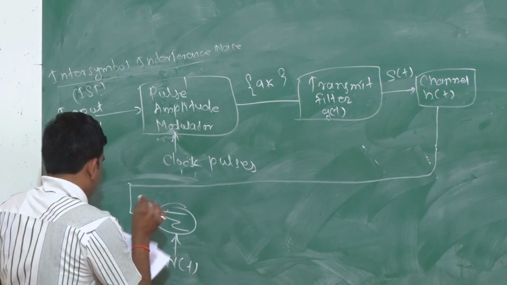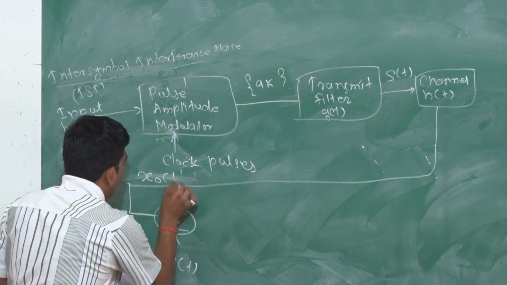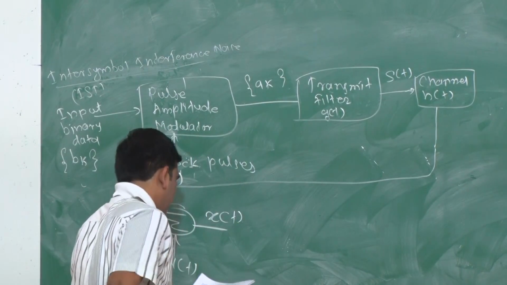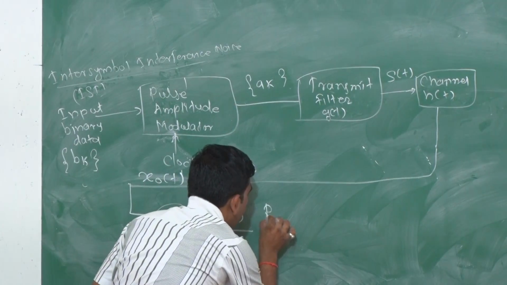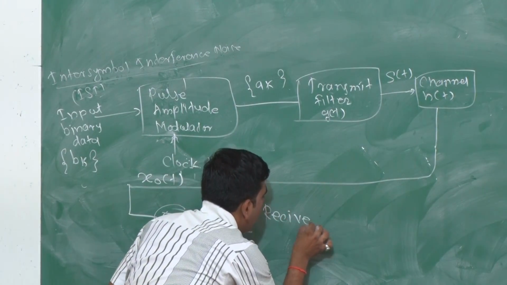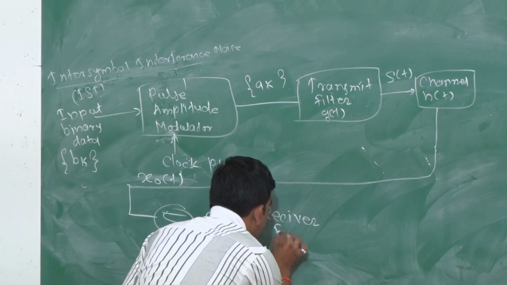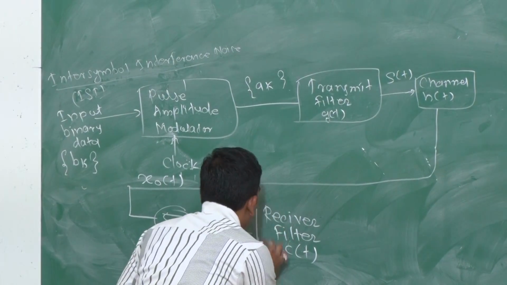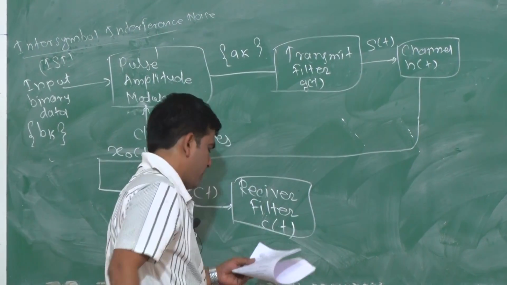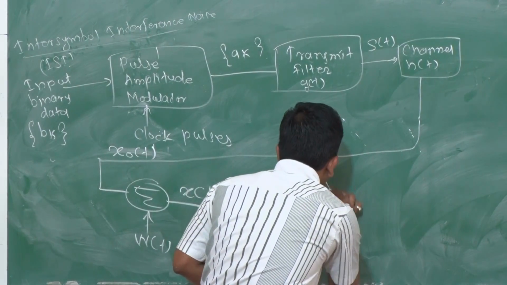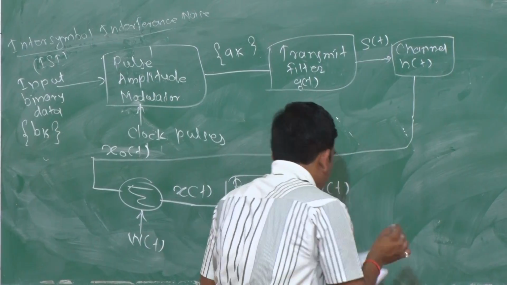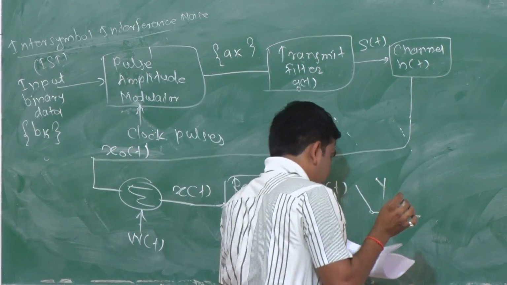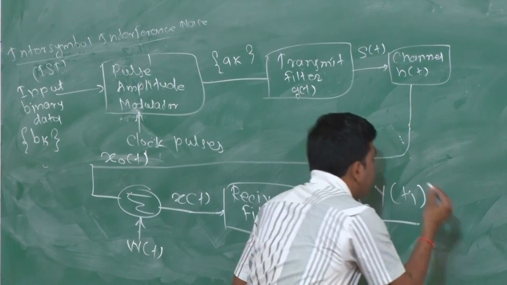Here this input is x0 of t, at output we will get x of t. Receiver filter with response c of t. At output we will get y of t, which is get sampled, and we will get y of ti.